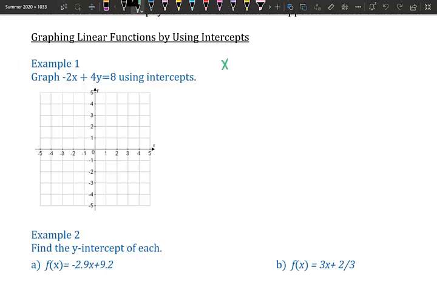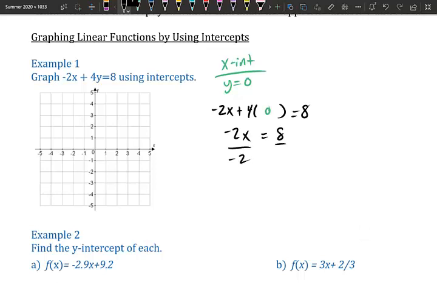Alright, so we have two intercepts, x-intercept and y-intercept. So the opposite of x is y, so we make y equals 0. So we have negative 2x plus 4 times y, which is 0, equals 8. So negative 2x plus 0 equals 8. Divide by negative 2, we get x equals negative 4. So that point is negative 4, 0. So I go left 4. It's an x-intercept, that's why it's on the x-axis.